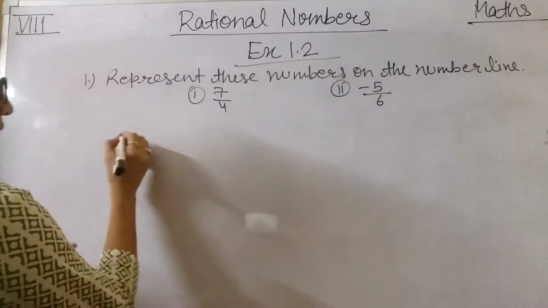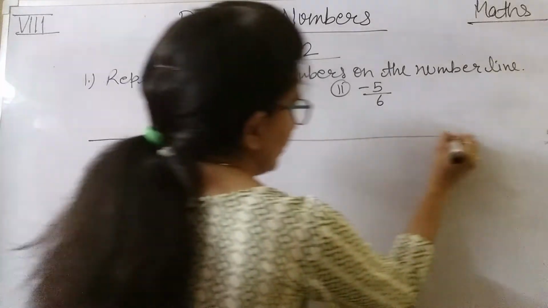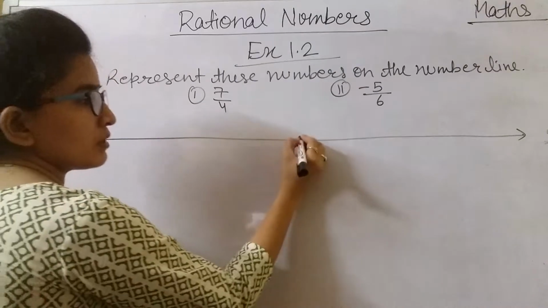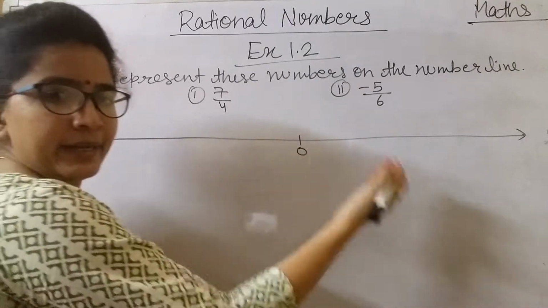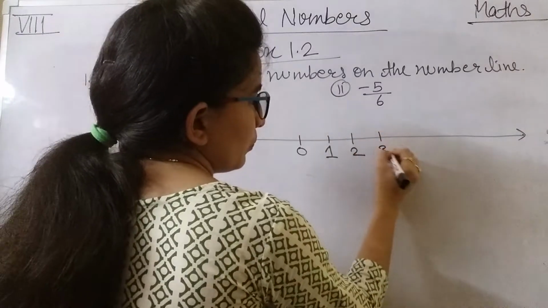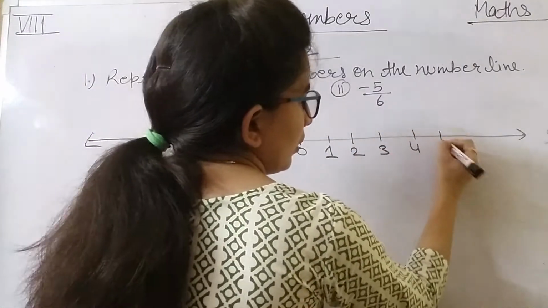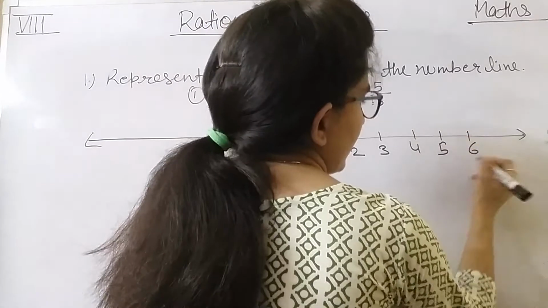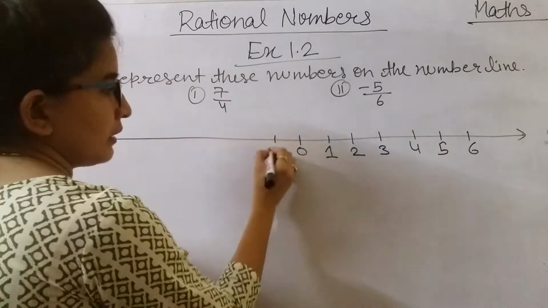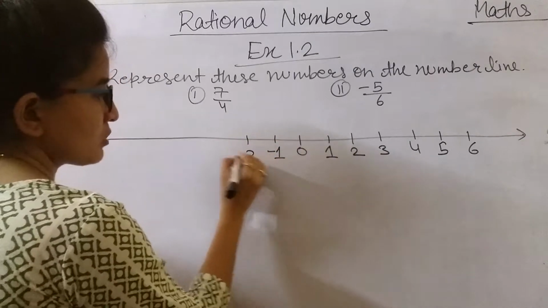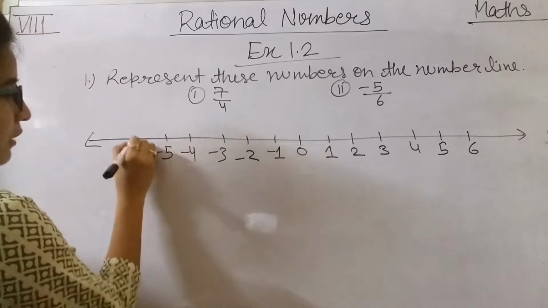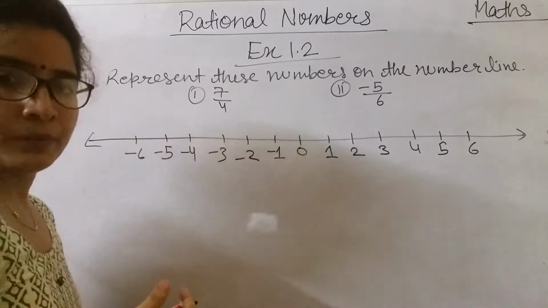Now what is a number line? So students, in the number line we have 0 in the middle, and on the right hand side we have positive integers that are 1, 2, 3, 4, 5, 6 and so on. And on the negative side we have negative integers, that is minus 1, minus 2, minus 3, minus 4, minus 5, minus 6 and so on.